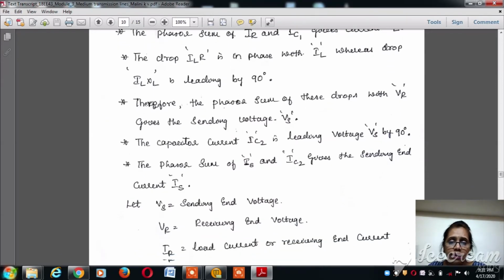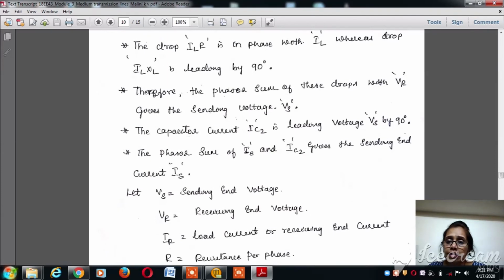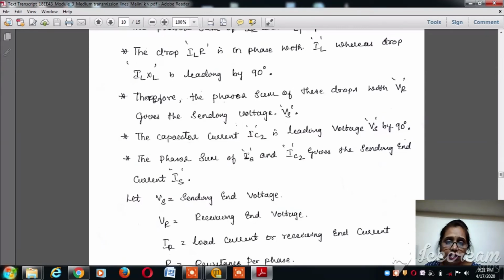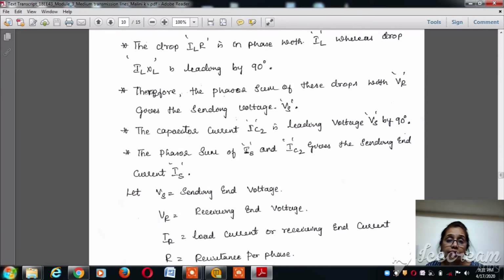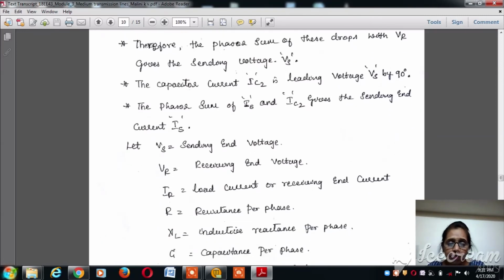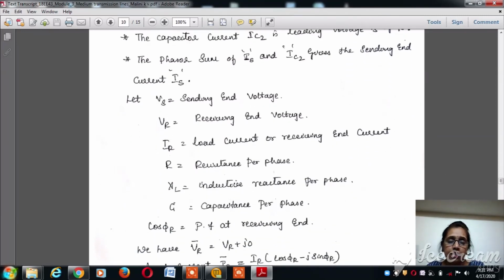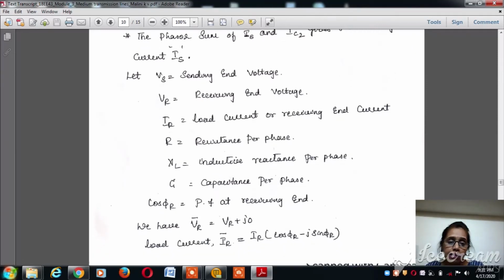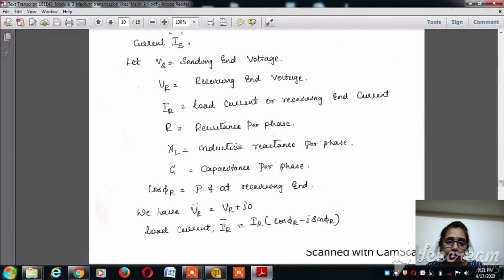VS. Now the capacitor current IC2 is leading the voltage VS by 90 degrees, as we have seen in the phasor diagram. The phasor sum of IL and IC2 gives us the sending end current IS. Now after knowing all this, R is the resistance per phase and XL is the inductive reactance per phase, XC is the capacitive reactance per phase, C is the capacitance per phase, cos phi R is the receiving end power factor, cos phi S is the power factor at the sending end.